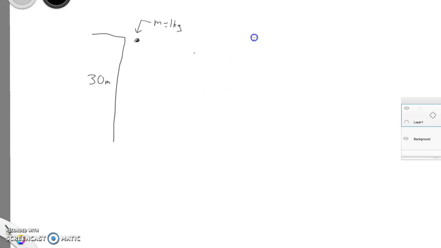Okay, so the first thing that we can think of is, in order for it to be falling, some force is going to have to cause that to happen, and the force that causes things to fall downward would be gravity. In this case, the gravitational force is going to be equal to its mass times the strength of gravity, or 1 kilogram times 9.8 meters per second squared, giving us 9.8 newtons.